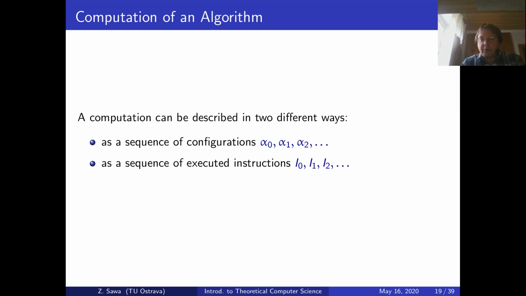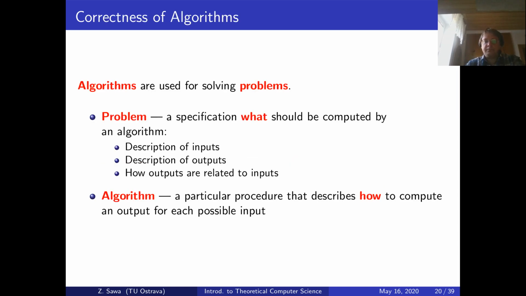Okay, so now we come to the rather important question of the correctness of an algorithm. What do we mean by correctness? When we have just an algorithm, even if we know how its computations look, how the instructions are performed, and so on, it still makes no sense to say that a given algorithm is correct.